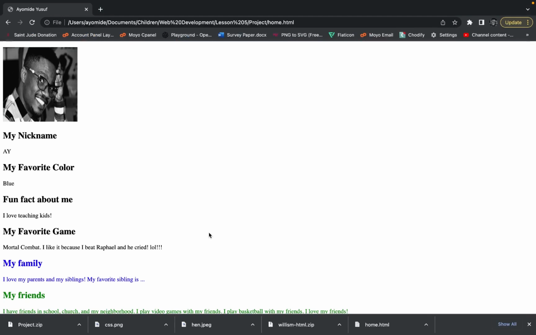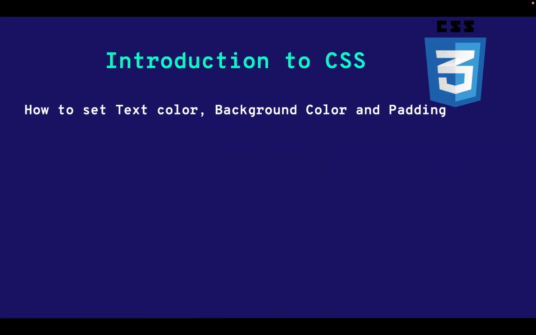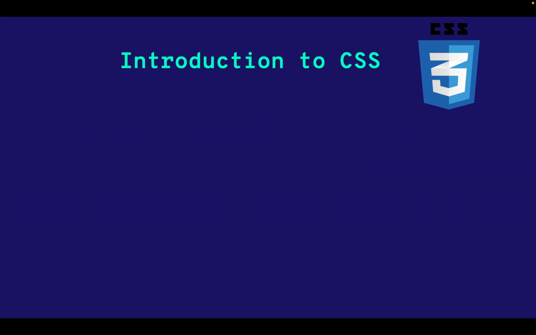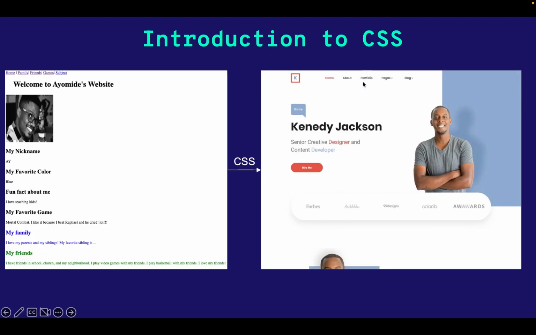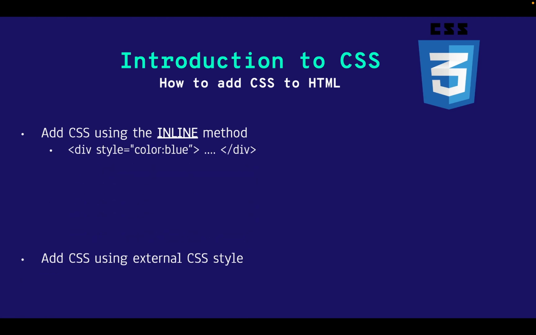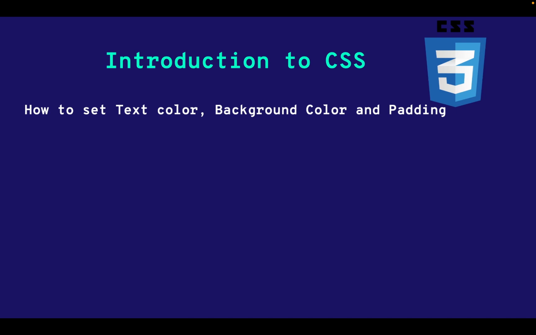What I mean by the nav bar is, we want to format this one to make it look at least like this. Yeah, something like this. All right, so let's get started. The first one is the text color.